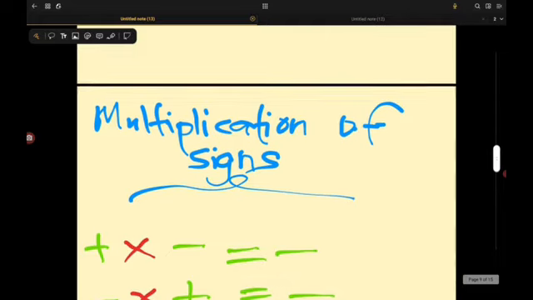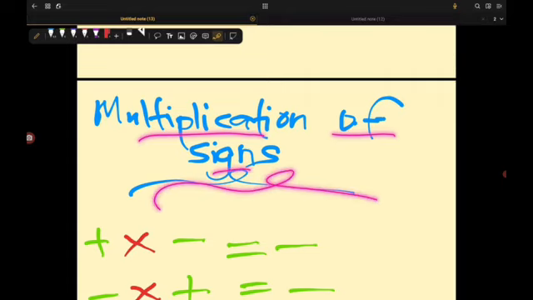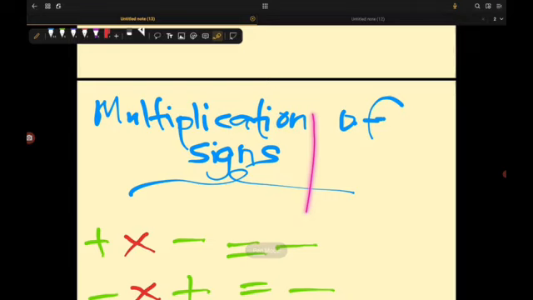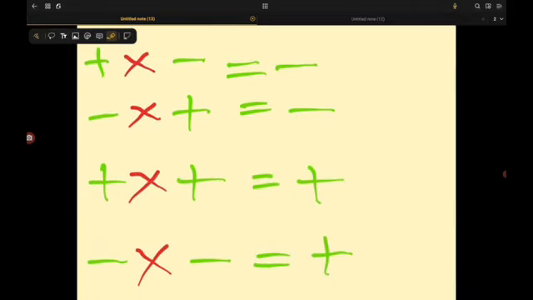So, multiplication of signs. The same thing happening for division is also happening for multiplication. So let me not waste time with it. When I say the same thing, look at it. If you compare what I'm showing you now to what I did for fractions, you will discover that they are the same.